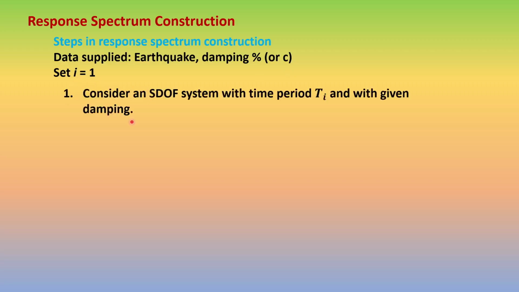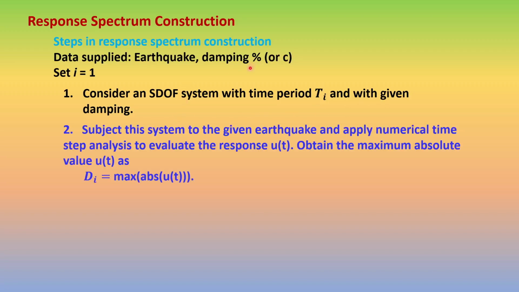Set i equal to 1, and consider a single degree of freedom system with time period Ti or T1 and with the damping that is given here. Now subject the system to the given earthquake and apply numerical time step analysis to evaluate the displacement response u(t). Obtain the maximum absolute value of u(t) and name it di, equal to the maximum absolute value of the displacement.